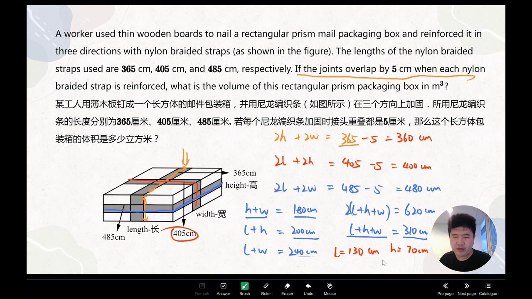And for the width, the width here just equals 110 centimeters. And they're asking us what the volume will be. We just multiply the 3 together: 130 times 70 times 110.